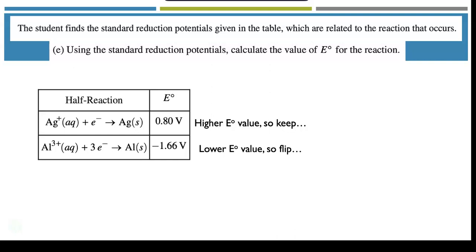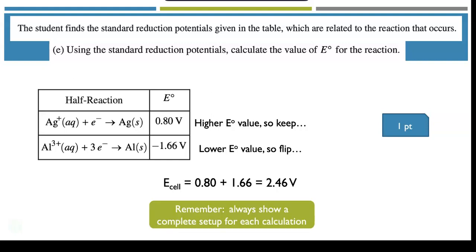So we're going to keep the 0.80. We're going to flip the 1.66 and change its sign. And we're going to add everything up. So E0 for the reaction is 2.46 volts, which is a positive number. Now that makes sense. We know that when we put the aluminum metal into the silver nitrate solution, this reaction occurred. And so having a positive value for E0 here is consistent with that. That's what you needed to write down to earn the 1 point.